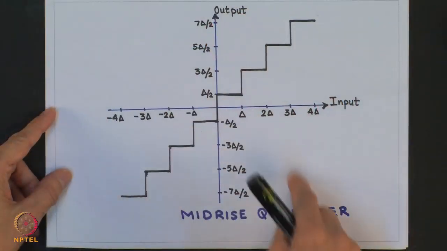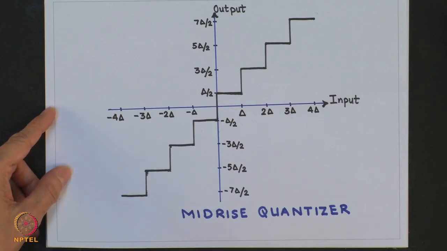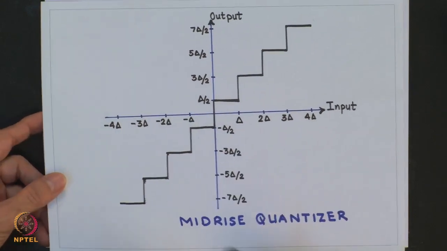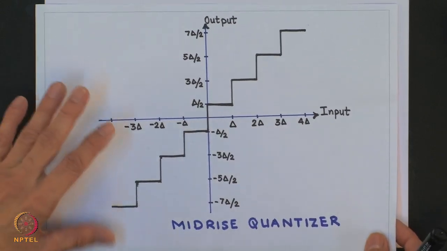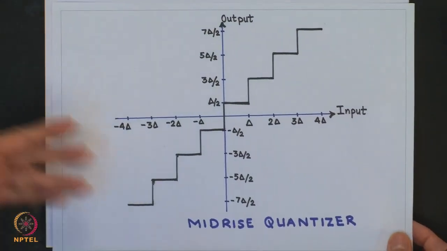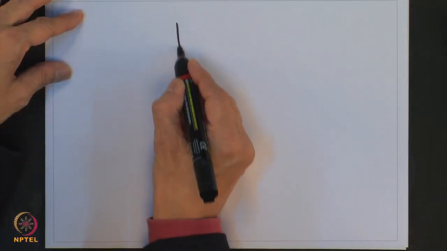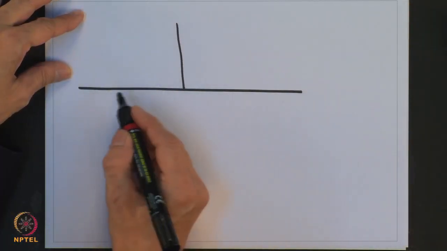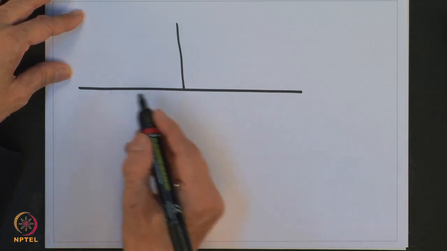For our discussion we will presume that we are designing a mid-rise type of quantizer. So, the analysis will become a little easier, but the same analysis can be easily extended to the mid-thread quantizer. So, now let us design an L-level uniform quantizer for an input that has a uniform PDF in the interval between minus x max to plus x max.